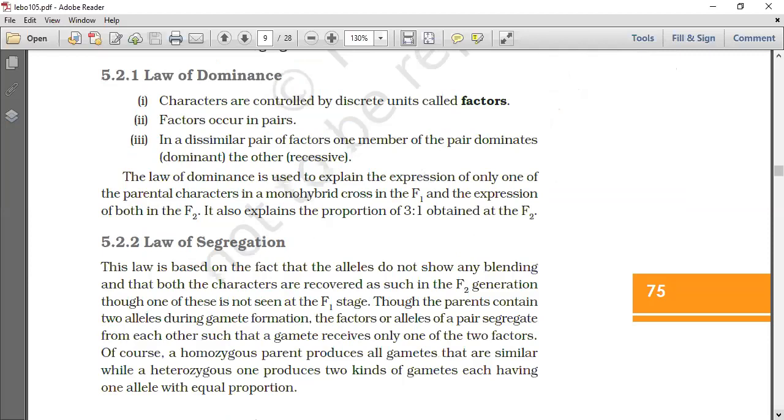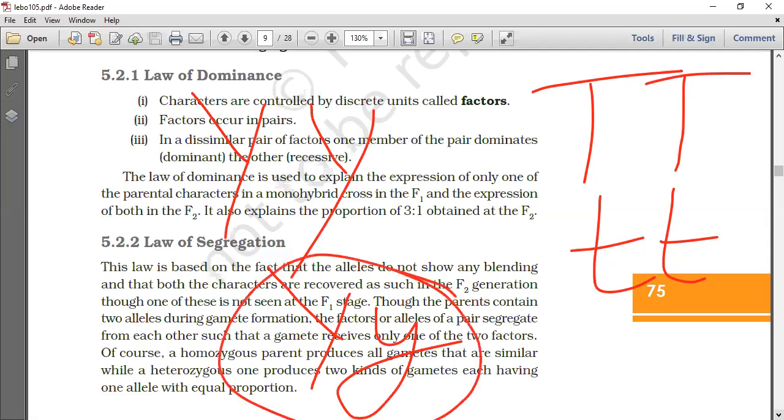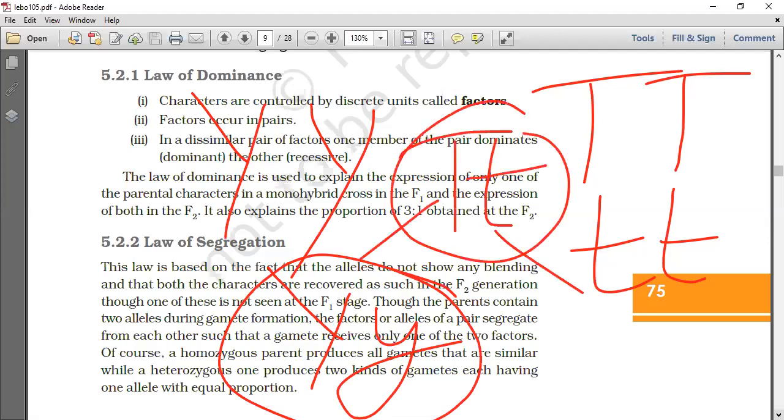Law of dominance. Characters are controlled by discrete units called factors. The so-called factors, we call them genes, isn't it? The factors occur in pairs. All the factors we have seen so far occur in pairs, isn't it? So in a dissimilar pair of factors, one member of the pair dominates and the other is recessive. Where it is dissimilar, one is dominant and one is recessive. Dissimilar, what I mean is heterozygous.